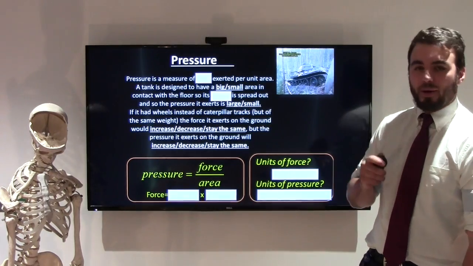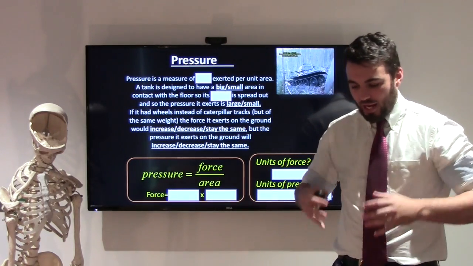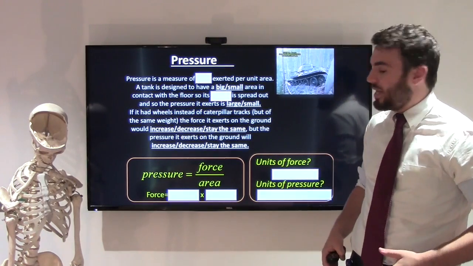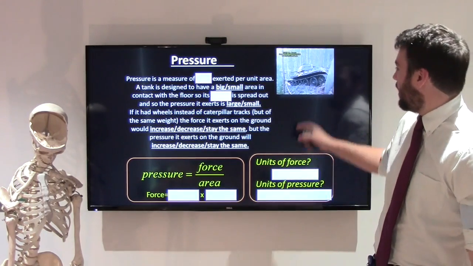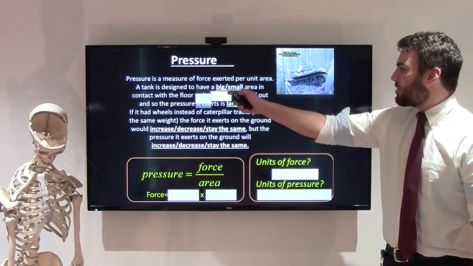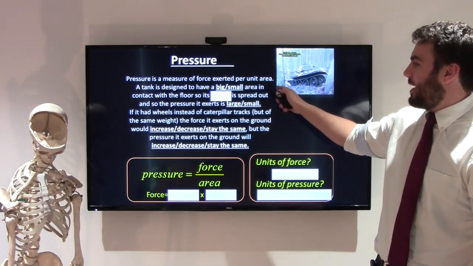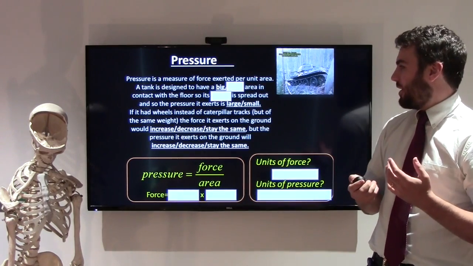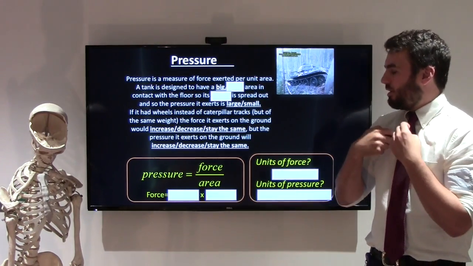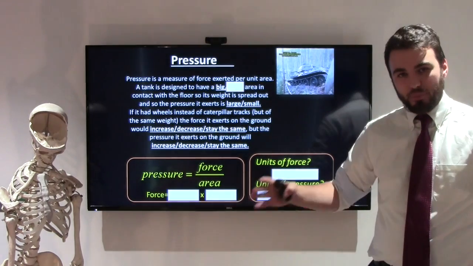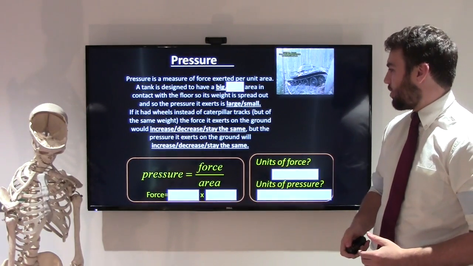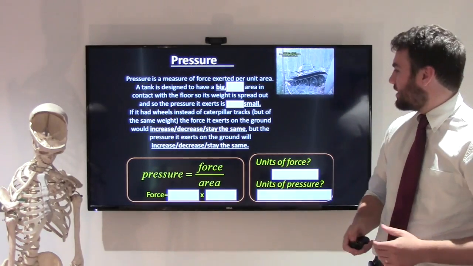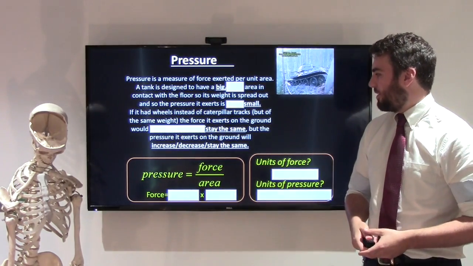First one, we need to talk about pressure. Pressure depends on how much force I exert, so how much I'm pushing, how much I weigh, whatever that force might be, and the area over which. Let's look at a tank. It's a measure of the force exerted per unit area. The tank is designed, of course, to have a very big area. And that means that the force is spread out over a much bigger area, which decreases the pressure, makes it very small. And that means that instead of sinking into the ground, I can go on top of it.